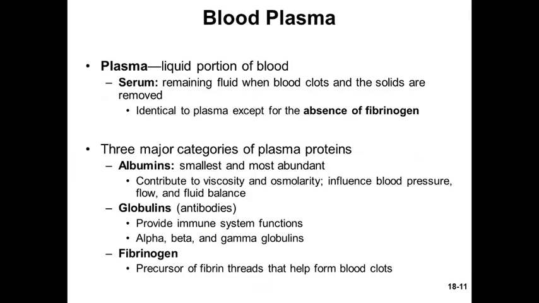Globulins, the second largest group of proteins, you may know them as the immunoglobulins, are your antibodies, and they are part of your immune system. There are a number of different types of globulins, which I won't be going into right now. And then fibrinogen, that precursor to fibrin, which, upon damage to the platelets, can become fibrin and then help in the formation of blood clots.